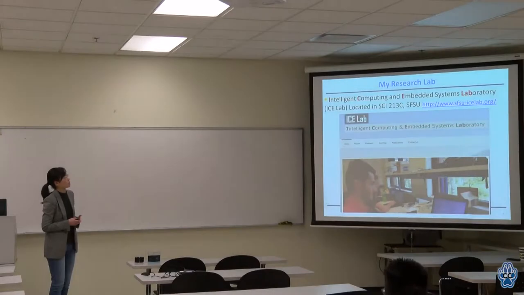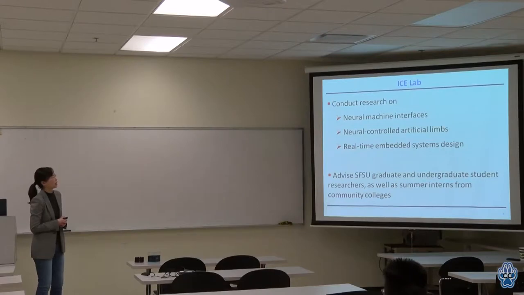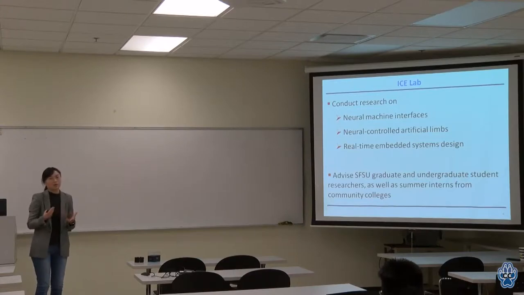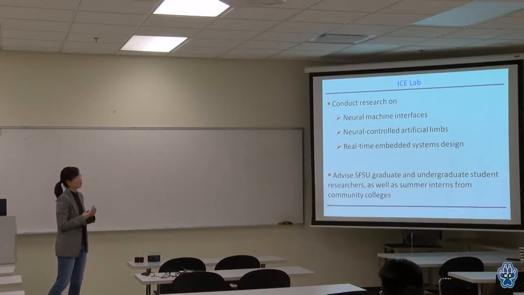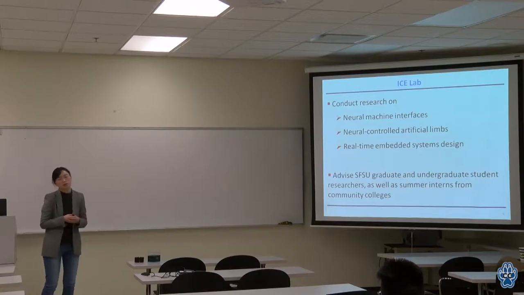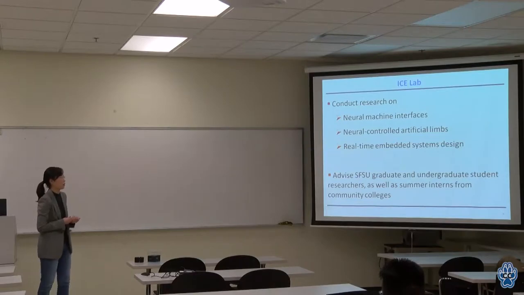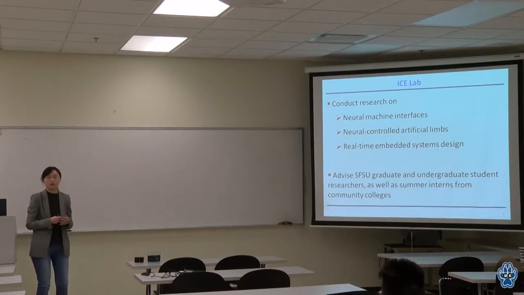This is a screenshot of the webpage of my research lab, ICELAB. What we're doing in ICELAB, basically, is conducting research on the development of neural-machine interfaces. I will explain what a neural-machine interface is very shortly. Specifically, one of the applications for neural-machine interfaces is neural-controlled artificial limbs. We also develop real-time embedded systems using different computing technologies. Besides doing research, I also advise graduate and undergraduate student researchers from San Francisco State, and we have also had summer research interns from community colleges for the past few years.